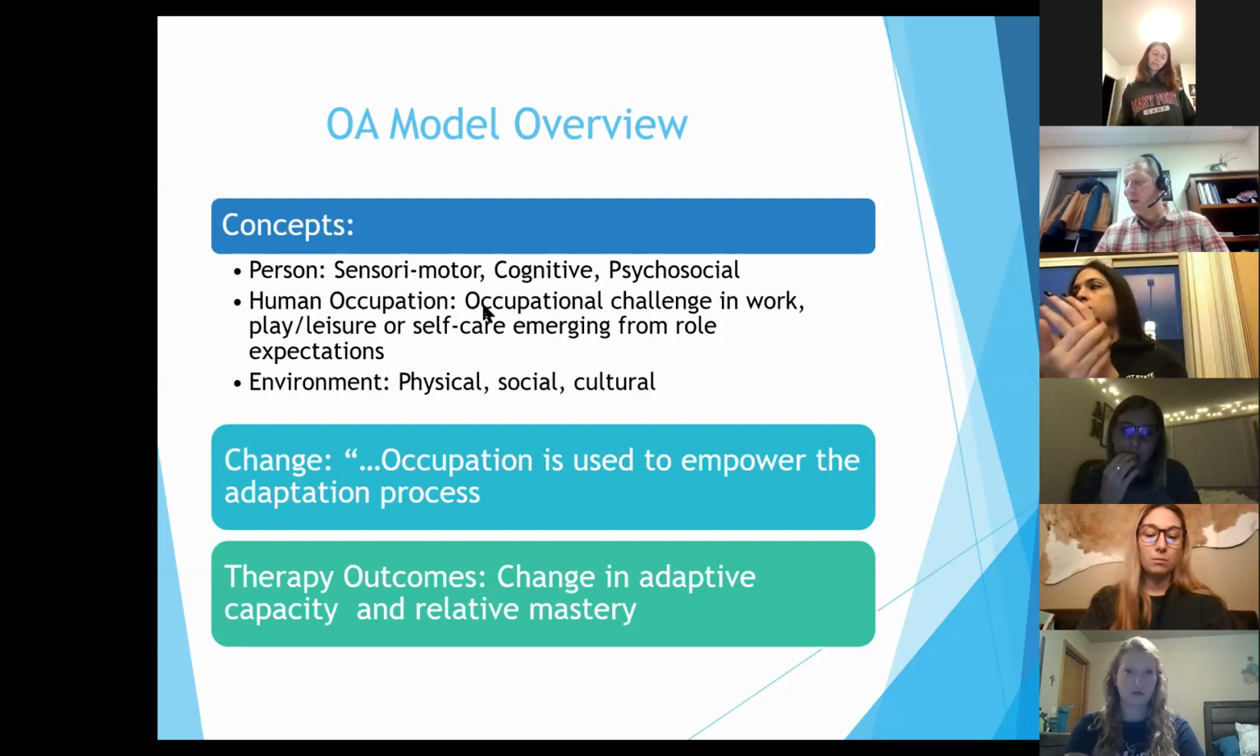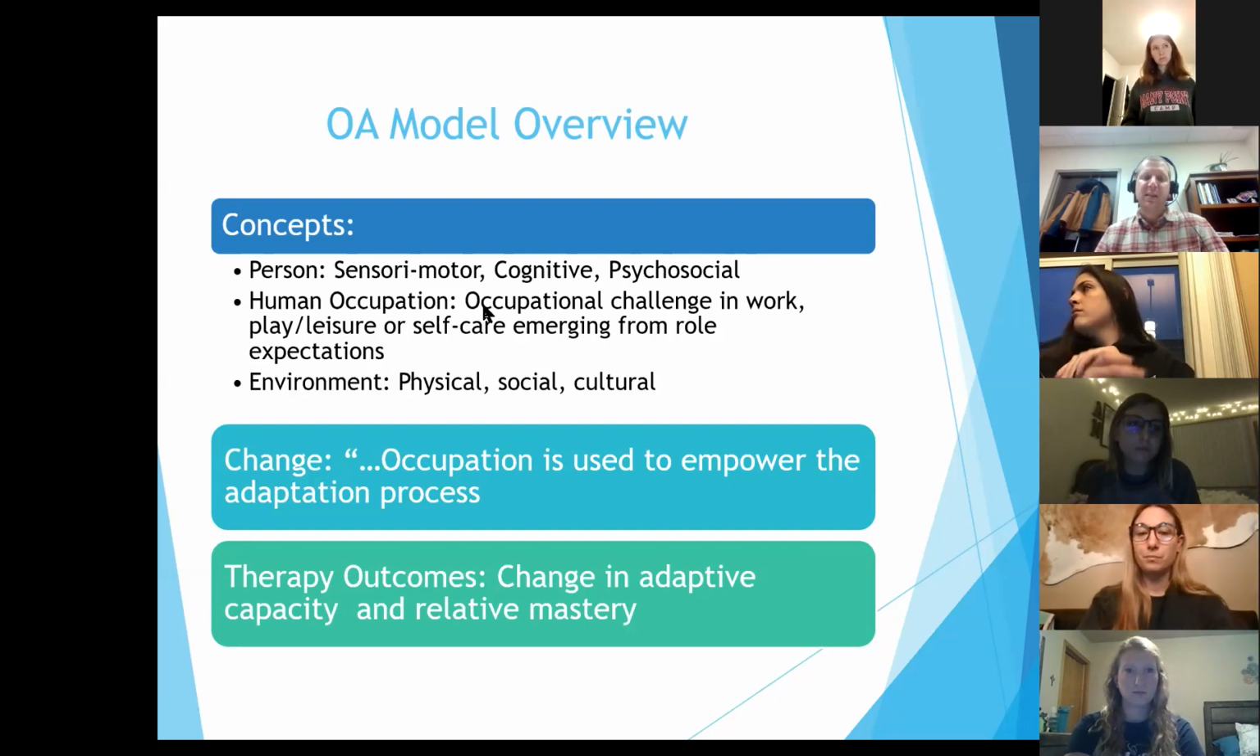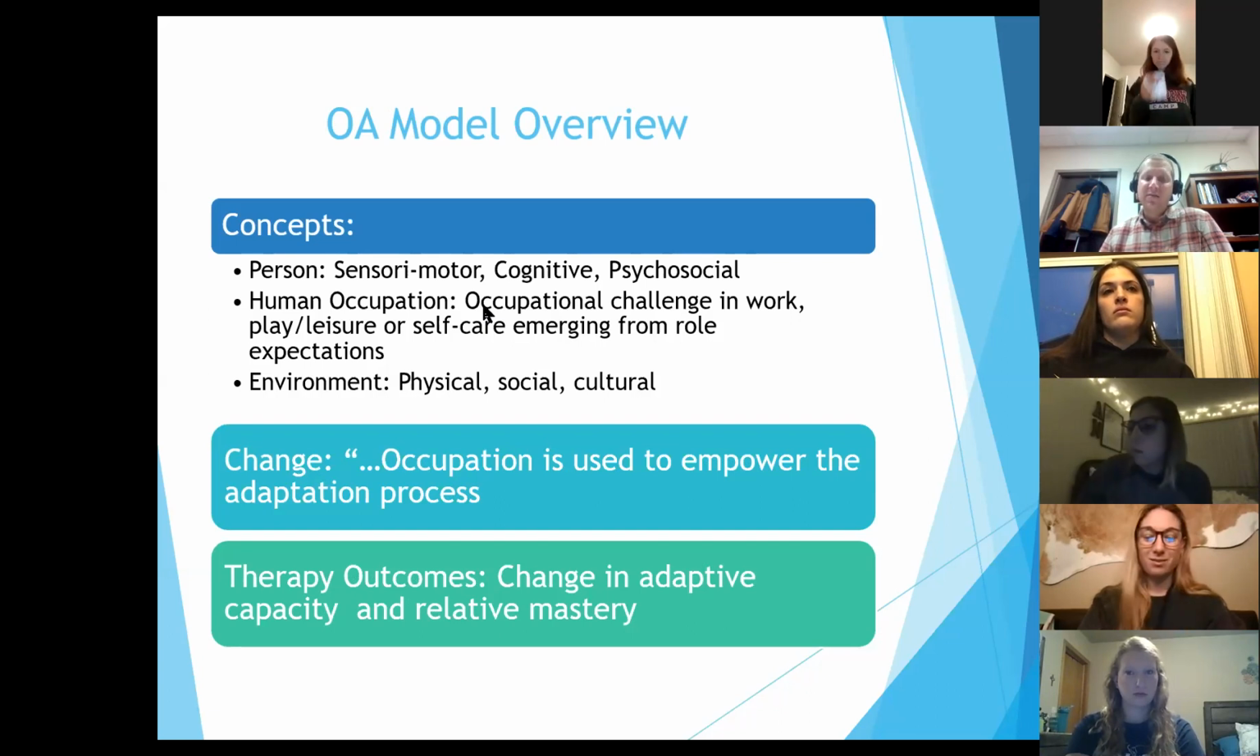Now again, where we focus on this model, the components that we want to change to help our patient is to provide them with opportunities to complete occupation and to have them go through this internal adaptation process. We'll talk about that a little more. The overall outcome is to allow greater ease for them to adapt to various situations, which is going to increase their adaptive capacity, or ability to adapt, and achieve mastery over what they're trying to achieve.